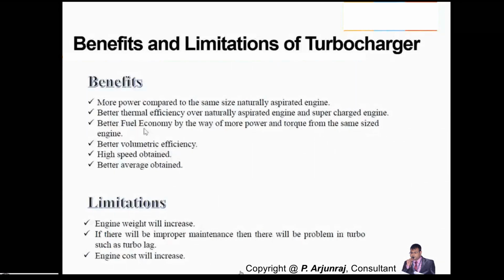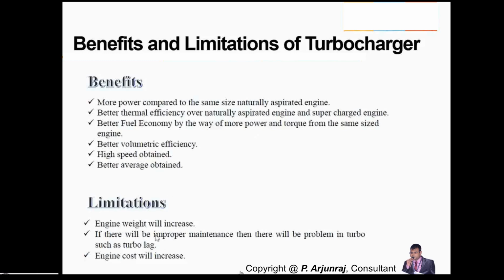Even the turbocharger has different varieties like a single stage turbocharger or two stage turbocharger. Even those are being used by many OEMs. Okay, and this is going for better fuel economy because we are going to increase the power output, which means the mileage of the vehicle can be much better, and obviously the volumetric efficiency. You can also increase the speed, and you can also maintain the overall average level of the output.